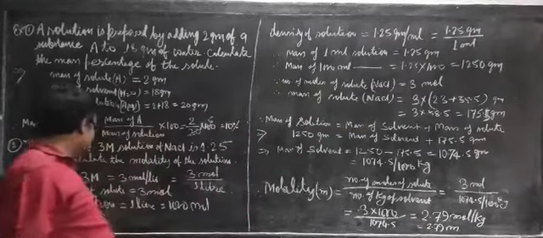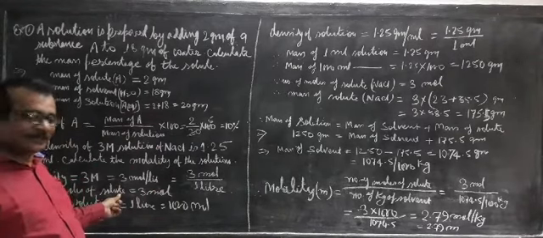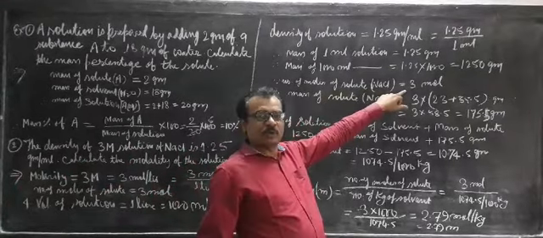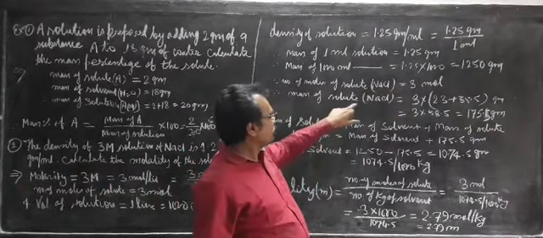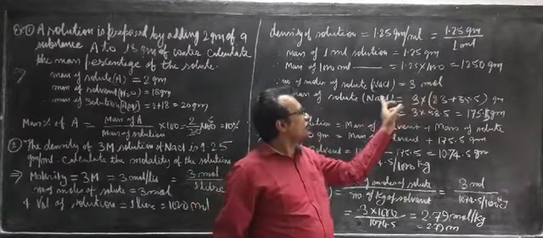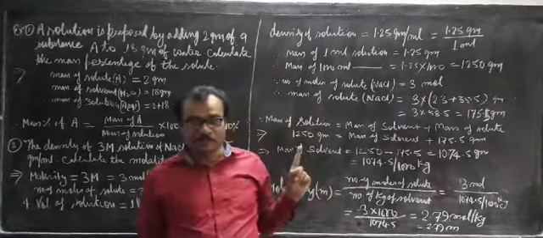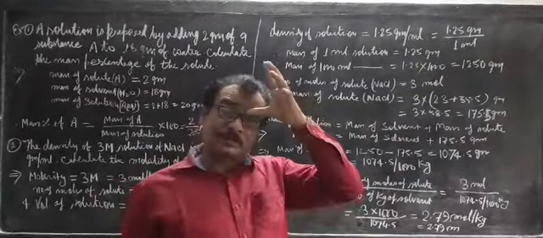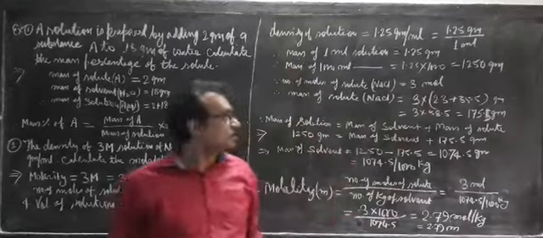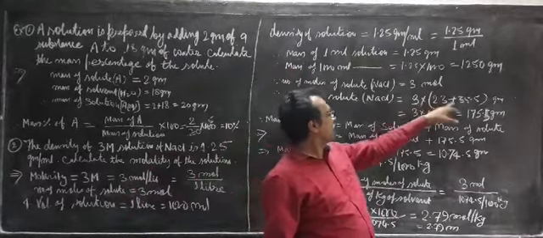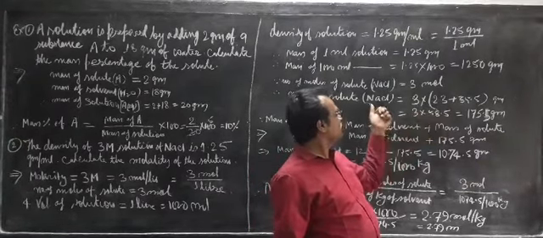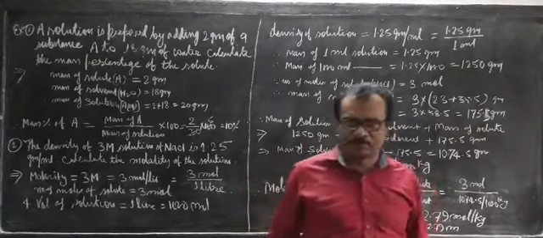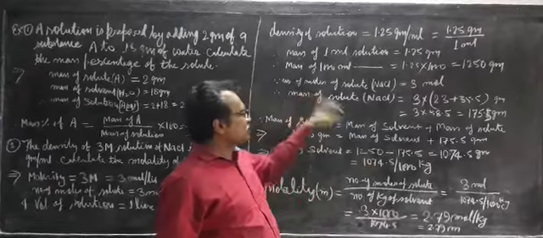Now we have the number of moles of the solute, so we should get the mass of the solute also. The number of moles of the solute is 3 mole. So the mass of the solute is 3 into the molar mass of NaCl, because it is the number of moles of NaCl. To get the mass, we multiply by the molar mass. What is the molar mass of sodium chloride? 58.5. So altogether we have 175.5 grams. Now we have the mass of the solute also.